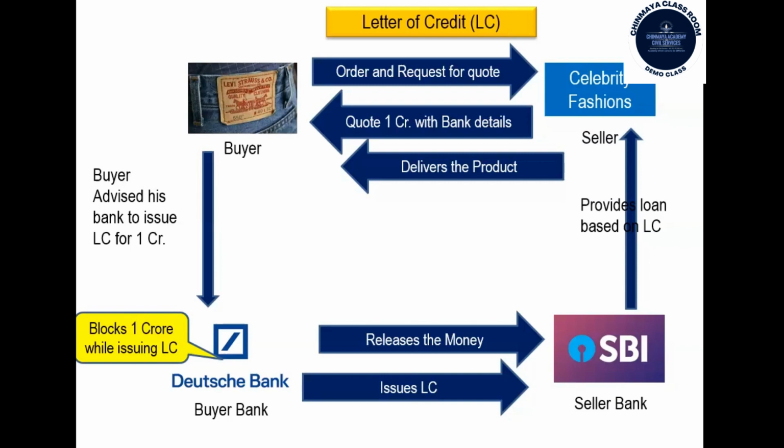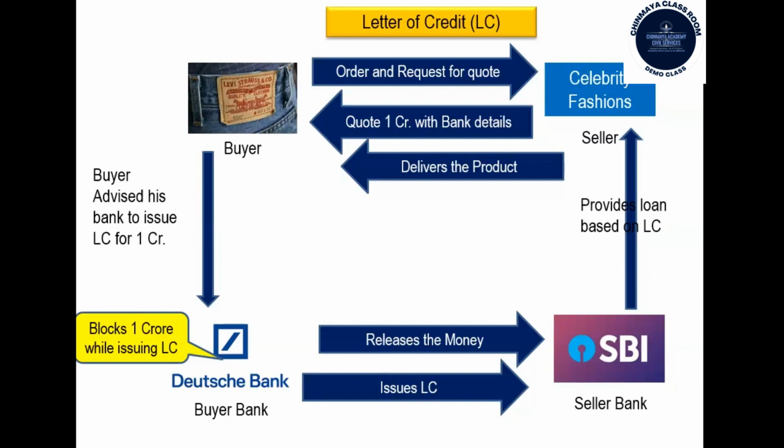Deutsche Bank, by issuing this LC, helped its customer complete a project and got the fees. Correct? Although Celebrity Fashions did not trust Levi's Jeans, or Levi's Jeans did not trust Celebrity Fashion, State Bank of India trusted Deutsche Bank, and Deutsche Bank trusted State Bank of India. So here the bank acted as a trust enabler.